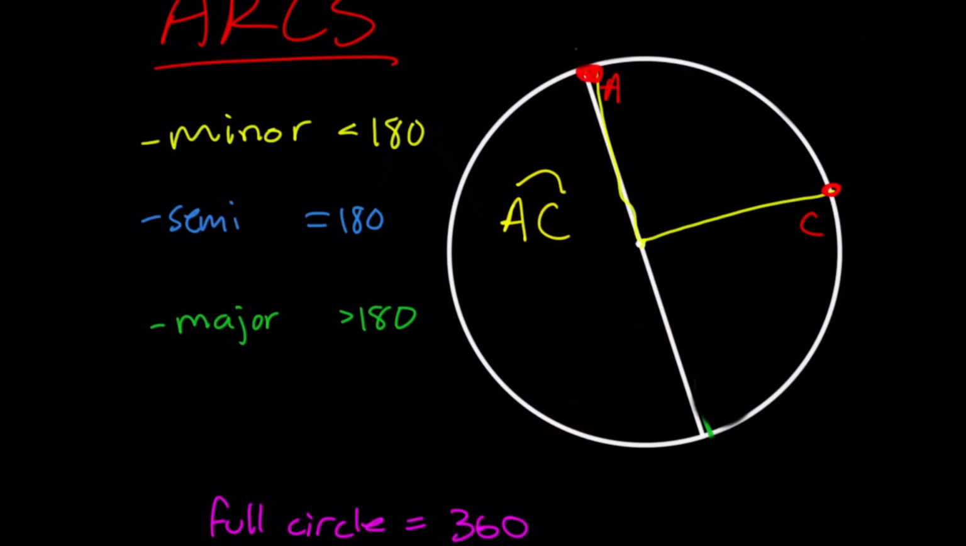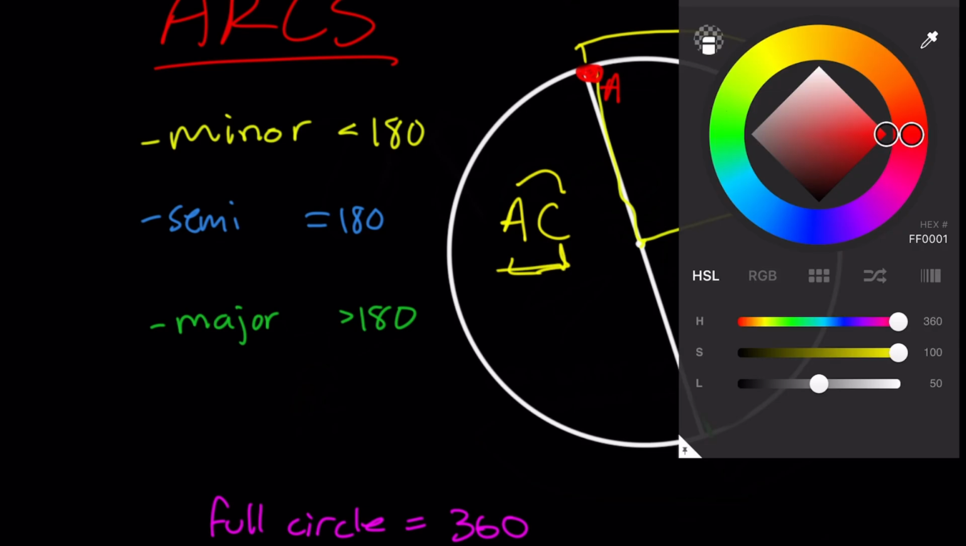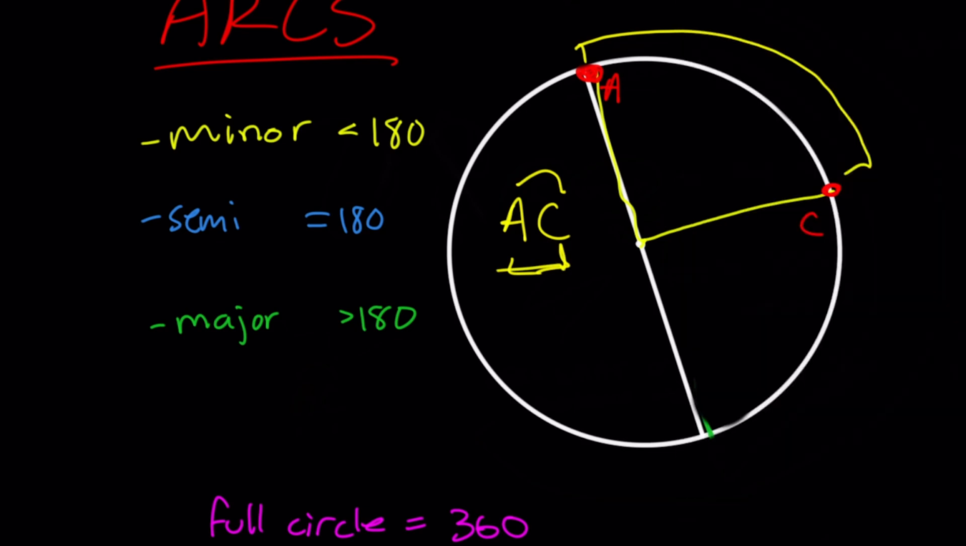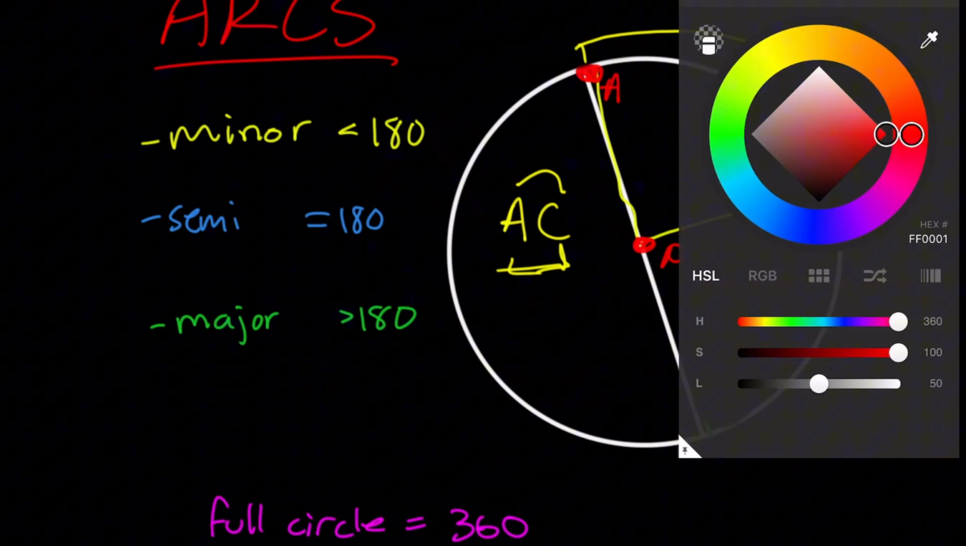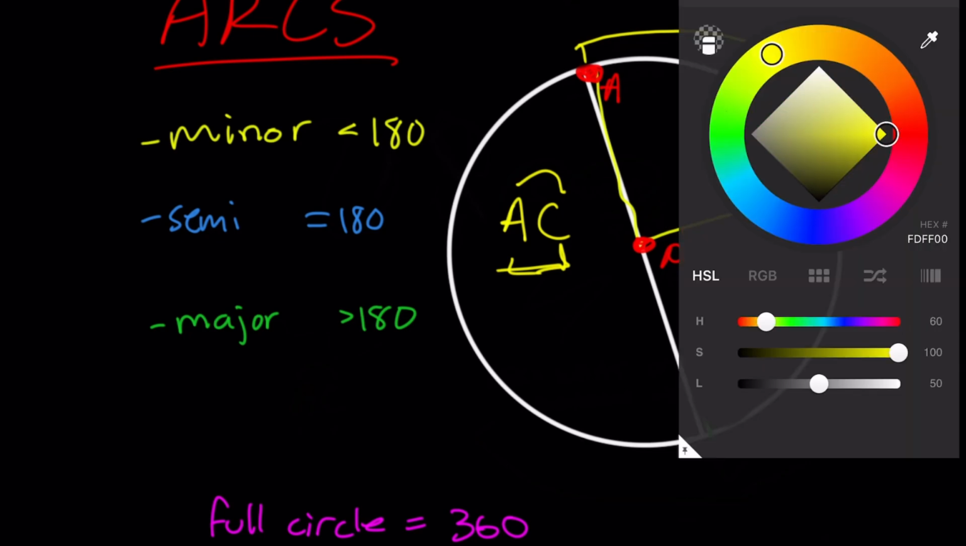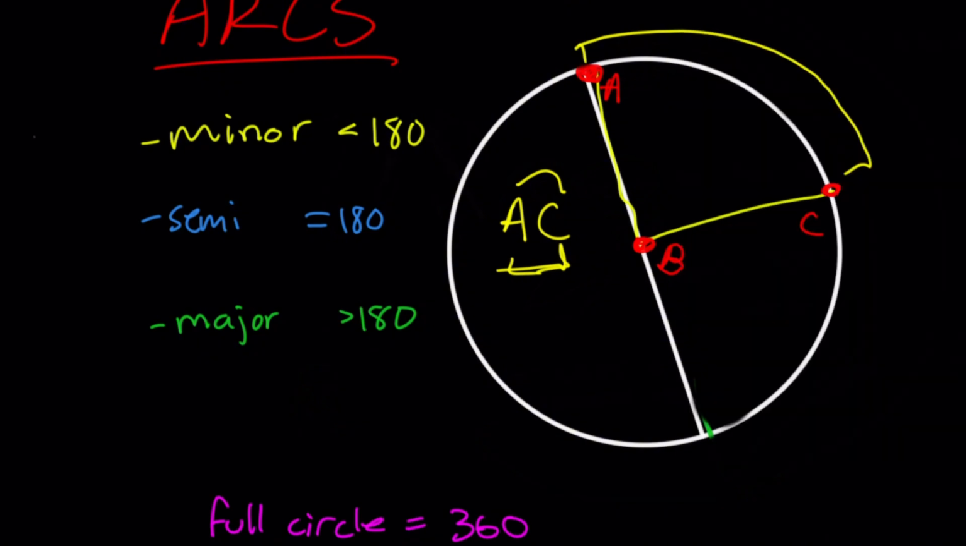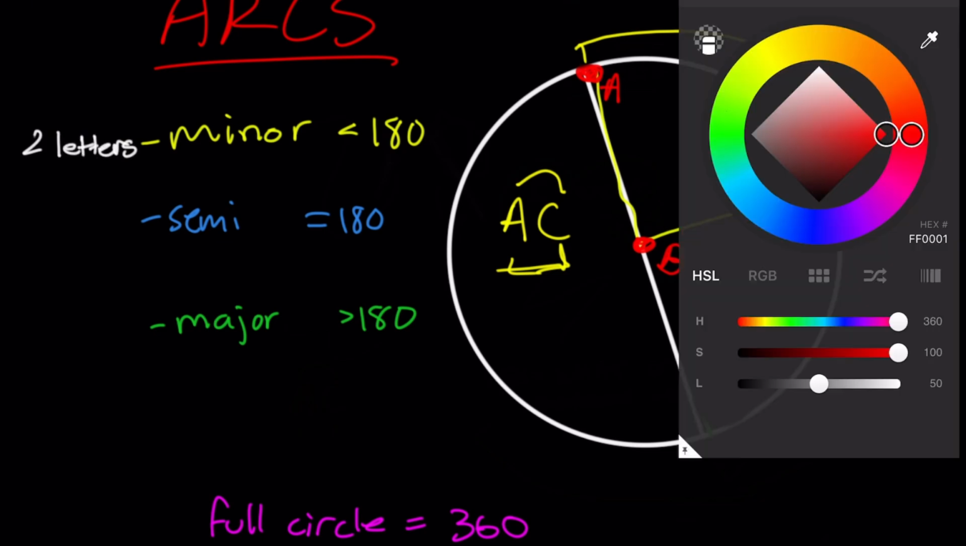Anyways, this arc right here is a minor arc, so it's 2 letters only. The center would also be a point for angles, and we'll learn that in the next video, so go watch that next video. That right there is the minor arc, which only uses 2 letters. So we'll write that on the side: 2 letters for a minor arc.